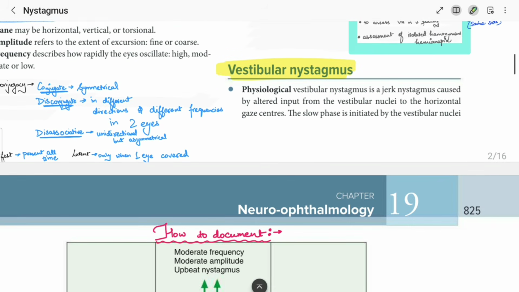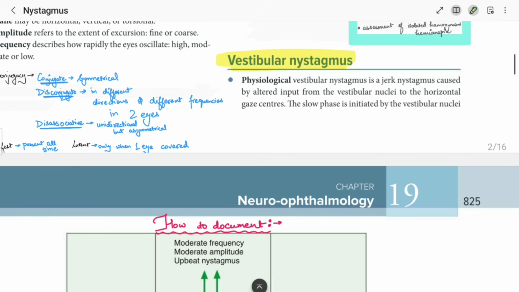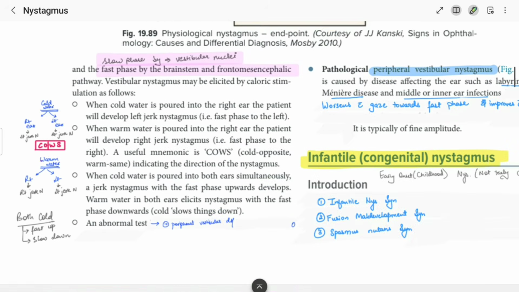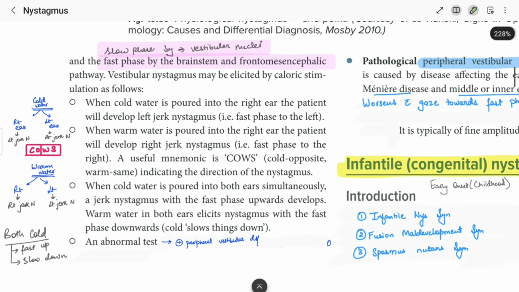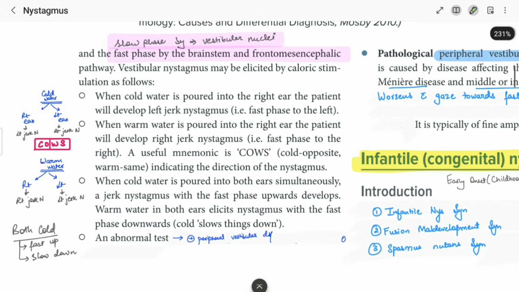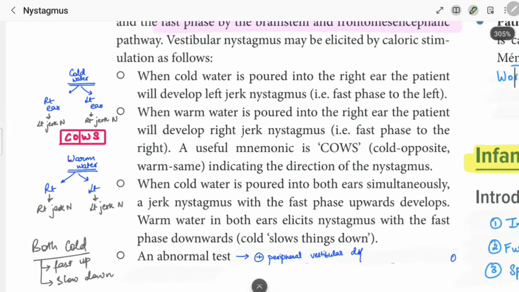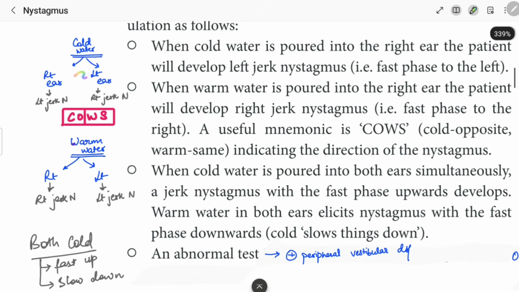Finally, coming to vestibular nystagmus. Vestibular nystagmus, as I said, has a physiological type and a pathological type. It is induced by different temperature, what we call caloric stimulation. Like if we put cold water in the right ear, it will give a left jerk nystagmus, and if we put cold water in the left ear, then it will give right jerk nystagmus. This can be remembered by a very simple mnemonic, that is COWS.